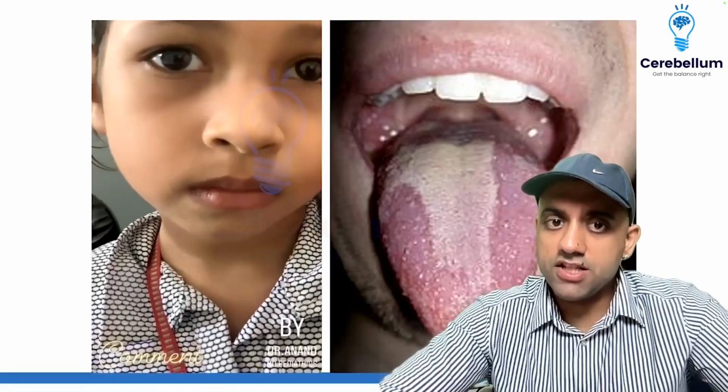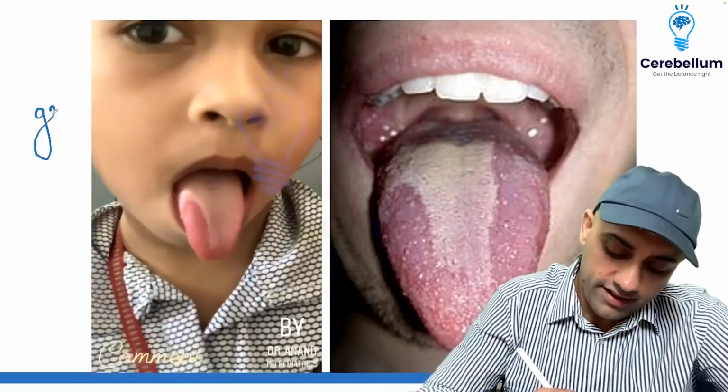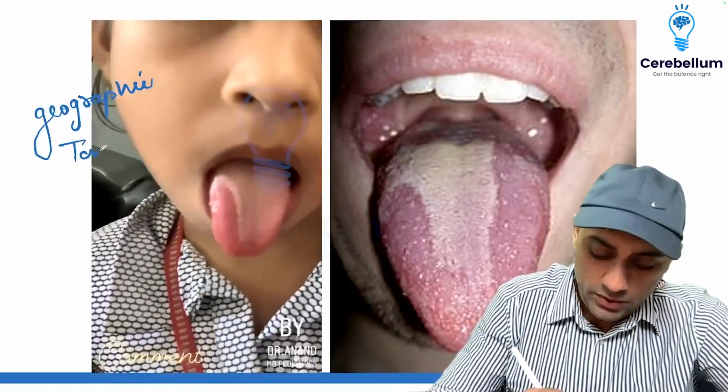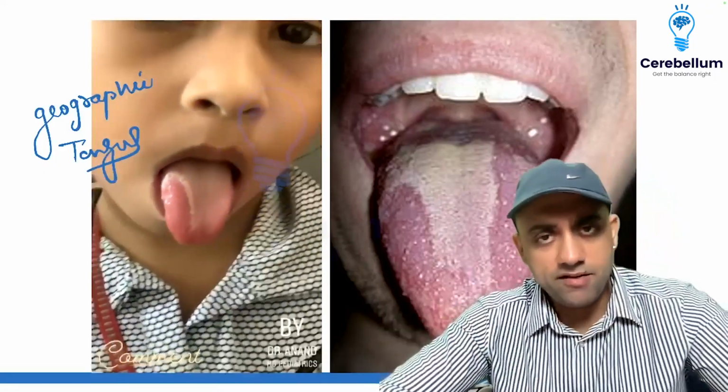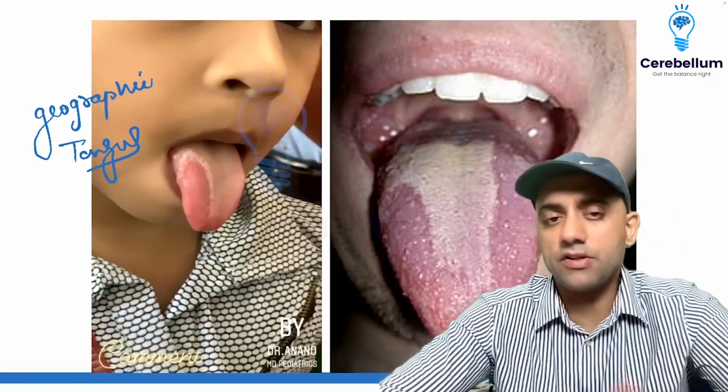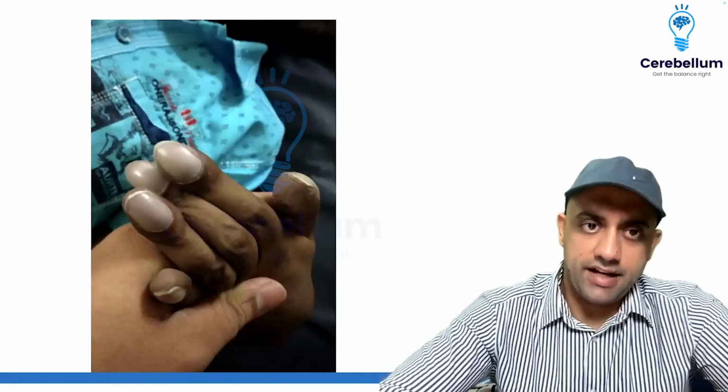What she's showing you is a geographic tongue. Because of multivitamin deficiency, they can show you a tongue known as geographic tongue. We also have red beefy tongue and coated tongue. So geographic tongue, remember that. Geographic tongue because of multivitamin, folate, B12 deficiency.